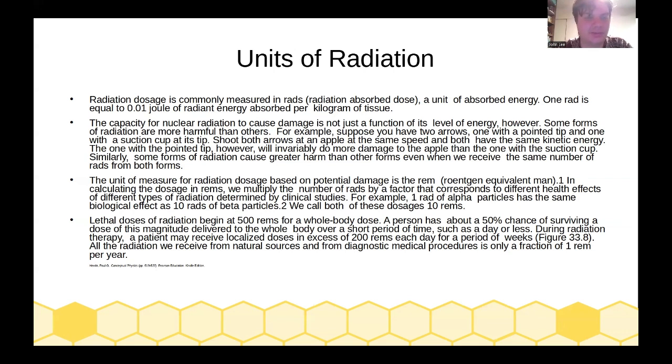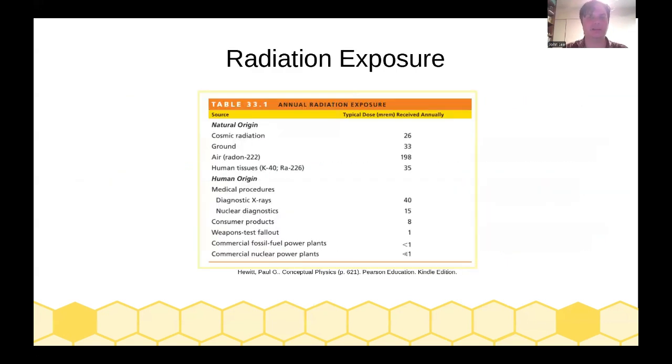During radiation therapy, a patient may receive localized doses in excess of 200 rems each day for a period of weeks. All the radiation we receive from natural sources and from diagnostic medical procedures is only a fraction of 1 rem per year. And then here you can see the radiation exposure in millirems. If you look at it, air is the highest dosage of millirems at about 0.2 rems, whereas all of them added together are, as the book said, less than one.